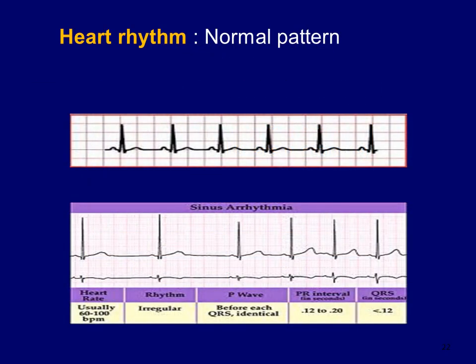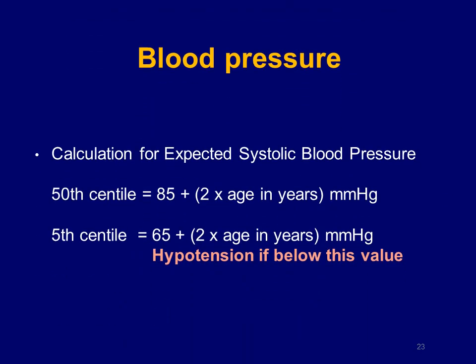Look at the cardiac monitor for heart rhythm. This slide shows normal pattern of heart rhythm. Blood pressure is an important parameter that needs to be checked in every critically ill child. If the blood pressure is low for age, they are at risk of going into the state of shock. This slide shows the formula to estimate the 5th and 50th centile for blood pressure in children.